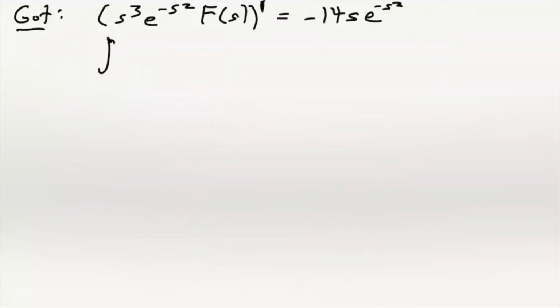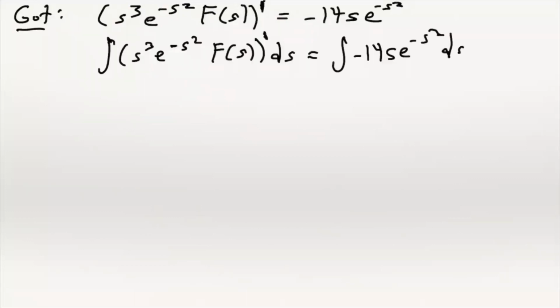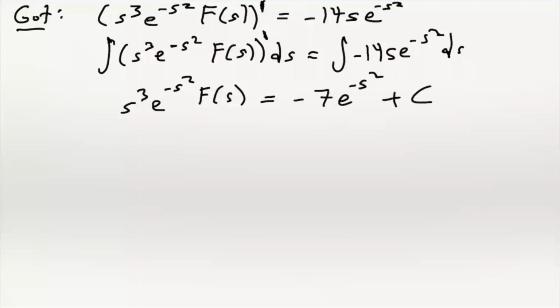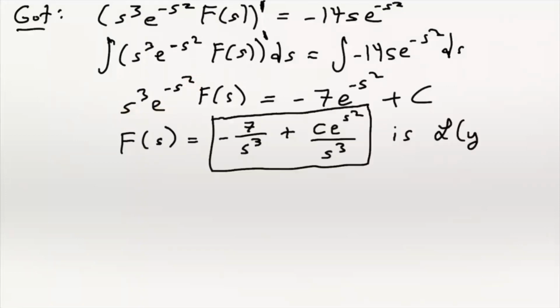So now we integrate both sides with respect to s. Integral of the derivative cancels out, and integral of 14s e to the negative s squared is negative 7 e to the negative s squared, plus C. Don't forget that. And therefore, our Laplace transform is, dividing both sides by s cubed e to the negative s squared, is that. And part one of the problem was asking for what the Laplace transform of y is, and that is the answer.